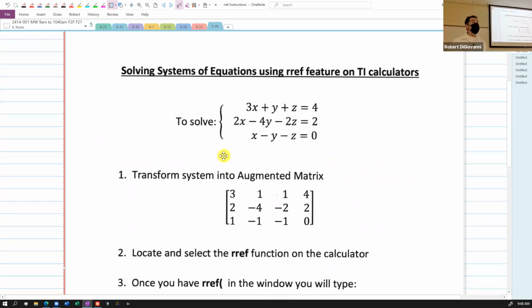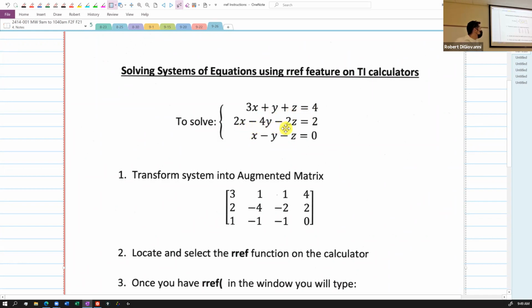So let's do this one right here. We'll actually do this one, and then we'll get back to the one we're working on. So, time out real quick. We want to solve this system of equations: 3x plus y plus z equals 4.